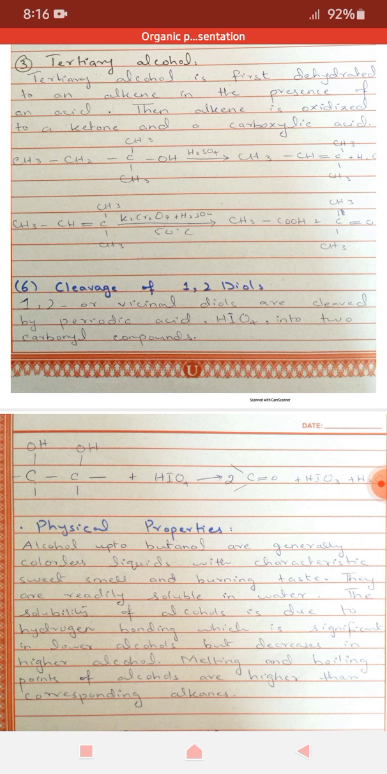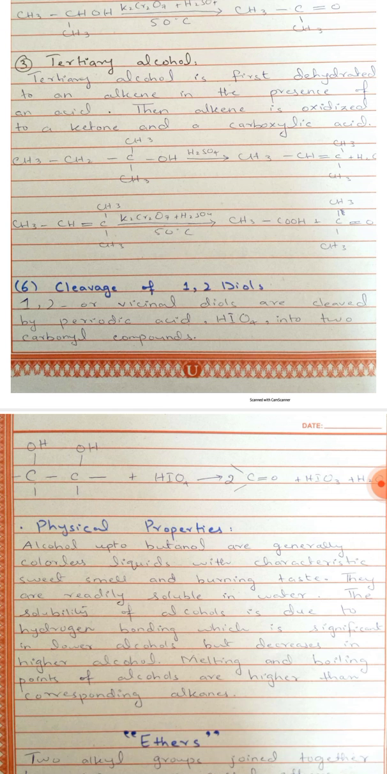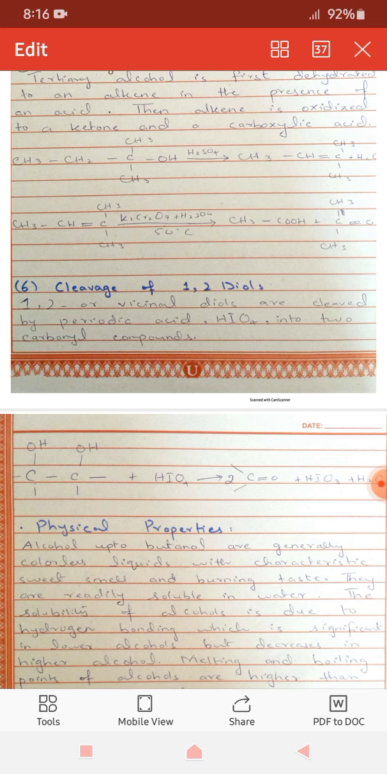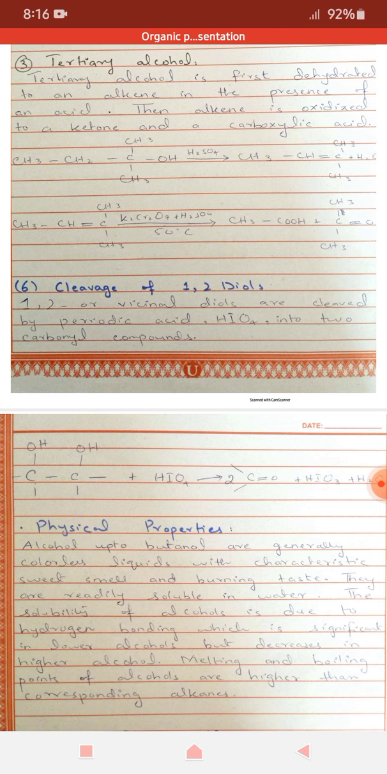Coming towards the physical properties of alcohols, alcohols up to butanol are generally colorless liquids with characteristic sweet smell and burning taste. They are readily soluble in water. The solubility of alcohols is due to hydrogen bonding, which is significant in lower alcohols but decreases in higher alcohols. Melting and boiling points of alcohols are higher than corresponding alkanes.